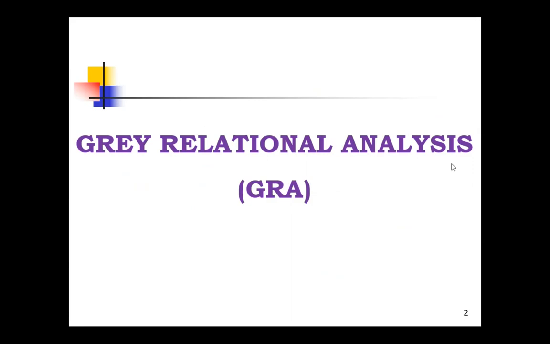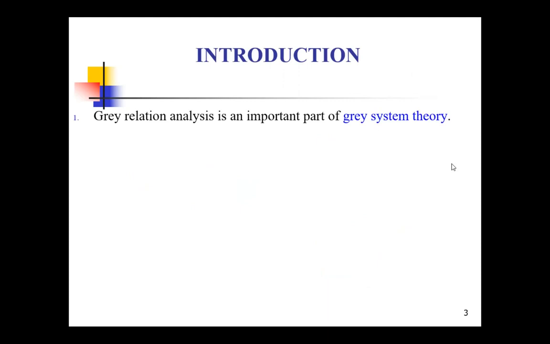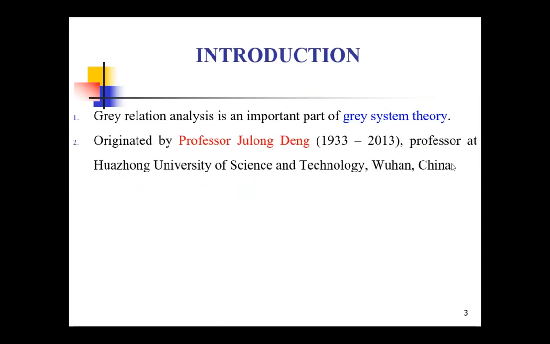So gray relational analysis. So here, gray is a color. So this gray relational analysis is formulated based on the gray theory. Gray relational analysis is an important part of gray system theory. This gray system theory originated from Professor Julong Deng, who is a professor at Huazhong University of Science and Technology, Wuhan, China.